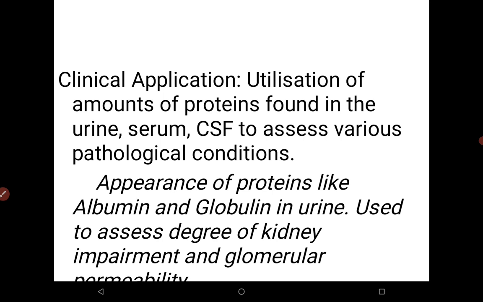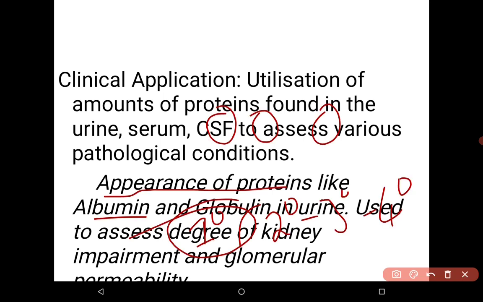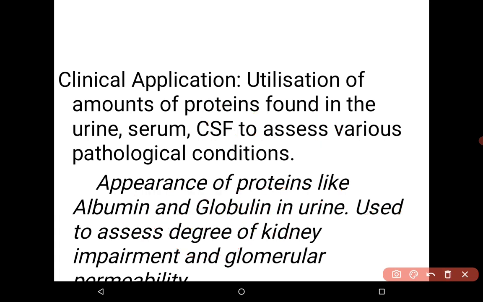The appearance of proteins like albumin and globulin in urine simply means there's some damage to the kidney. There's been an impairment, because proteins are not supposed to be found in the urine. So we can use that to diagnose kidney function. These proteins are large, so how do they pass through the glomerulus? It means it's damaged somehow.